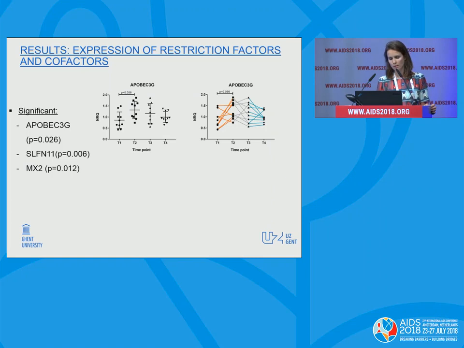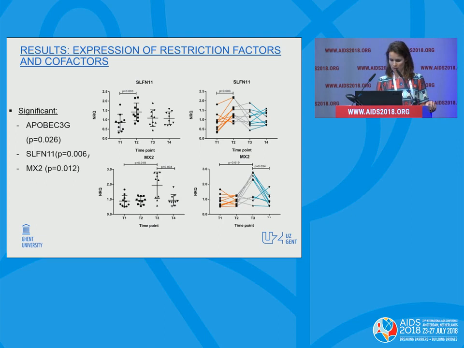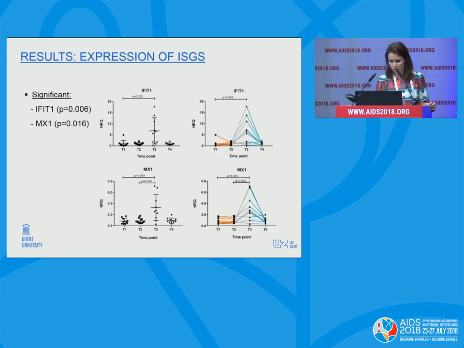And if we then did a post hoc Dunn test on those where we found significance, we see that for APOBEC3G, there was a borderline significance between time point 1 and time point 2 in the expression. For Schlafen 11, there was significance also between time point 1 and time point 2. And for MX2, there was significance between time point 1 and time point 3, and time point 3 and time point 4. So here the expression was more increased at time point 3. And this correlated very well with the significant difference for the interferon-stimulated genes IFIT1 and MX1, which were also both significantly increased at time point 3.